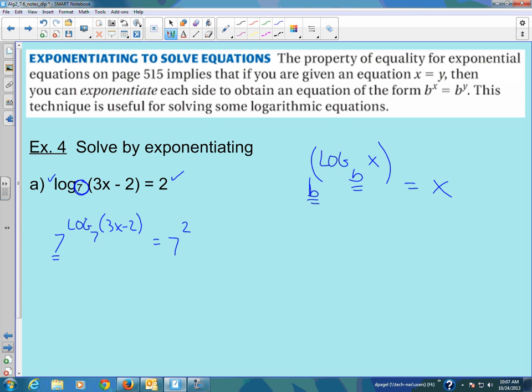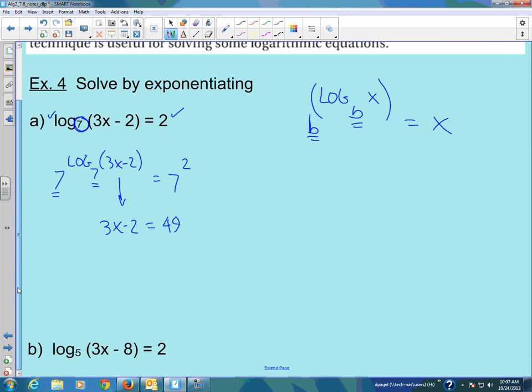Because the 7 of my base and the 7 of my log base are the same, this whole thing just becomes 3x minus 2. And here, 7 squared becomes 49. Well, now we're ready to solve. 3x equals 51, and x equals 17. So that's called exponentiating.